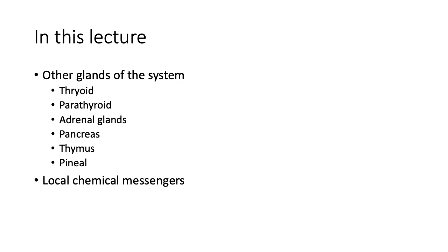In this lecture specifically, we're going to focus on the other glands of the system, including the thyroid, the parathyroid, the adrenal glands, the pancreas, the thymus, and the pineal gland. And just like we did for the hypothalamus and the pituitary, we'll talk about the hormones that are released here and their functions. We'll also look at some examples of when these hormones are not being produced in the correct amounts. And we'll finish off by looking at local chemical messengers and how small signaling molecules can also regulate functions of our body.